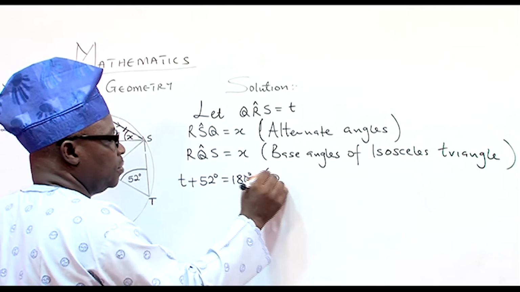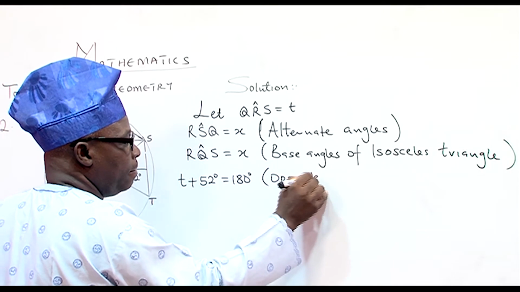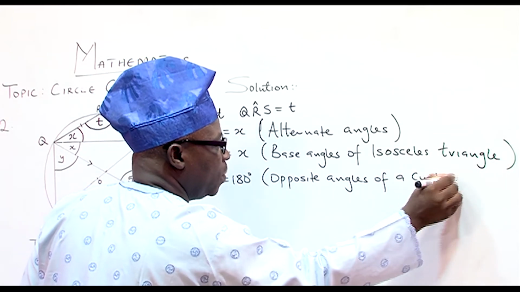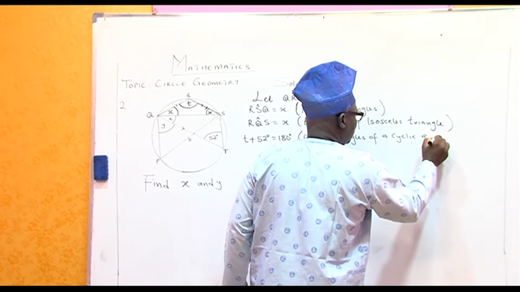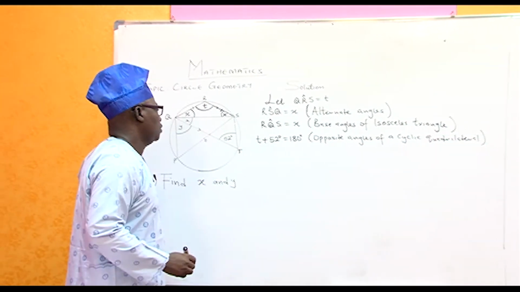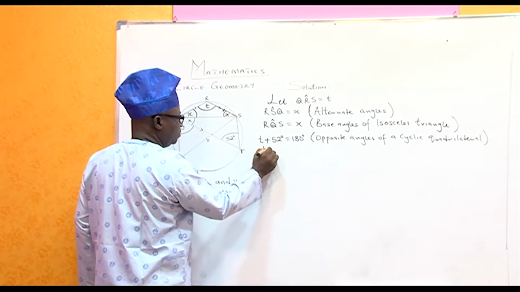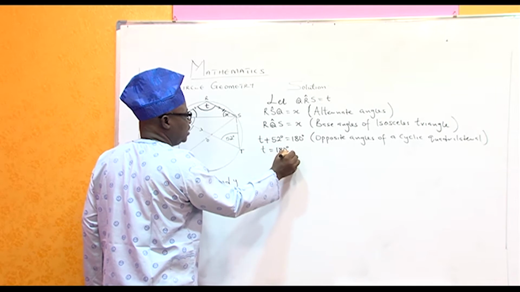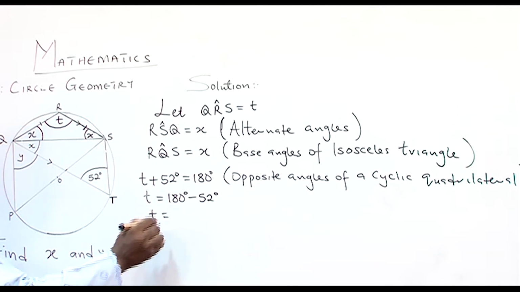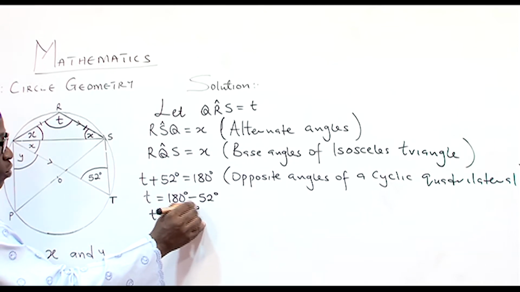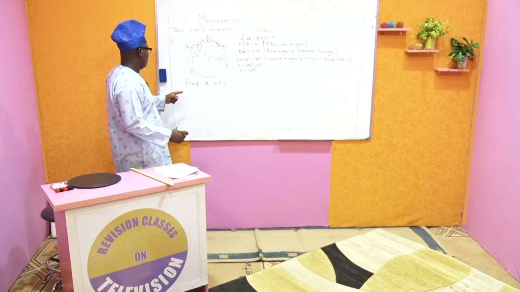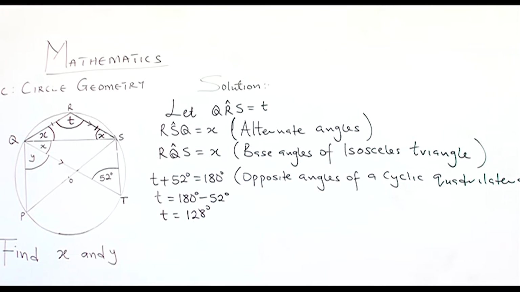Reason for that, opposite angles of a cyclic quadrilateral. So we can find the value of T from here. T is 180 degrees minus 52 degrees. And T is going to be 128 degrees. Now at this point we have gotten the value of T. Mind you, we are looking for X and Y.